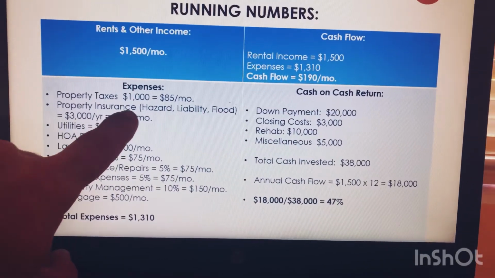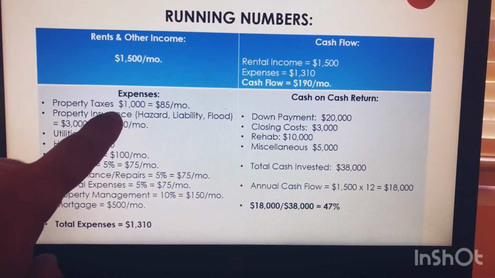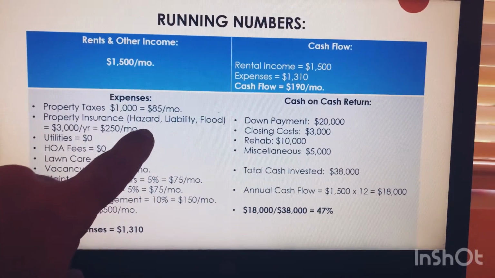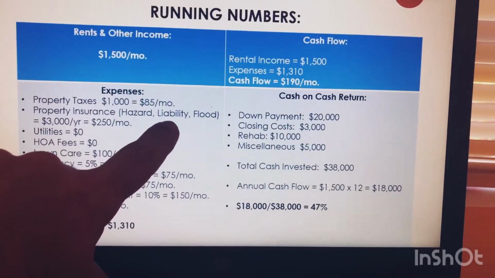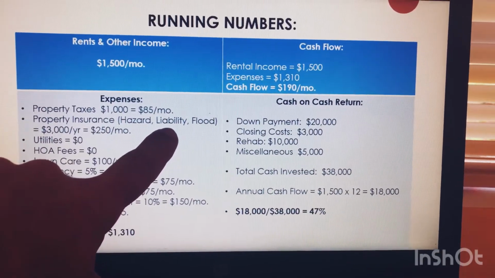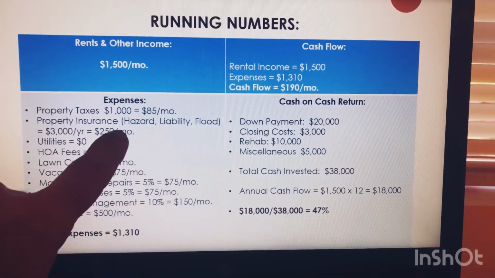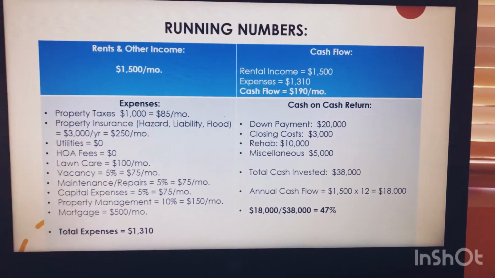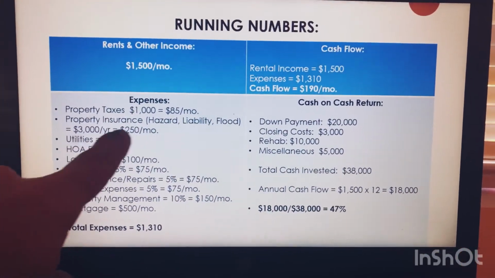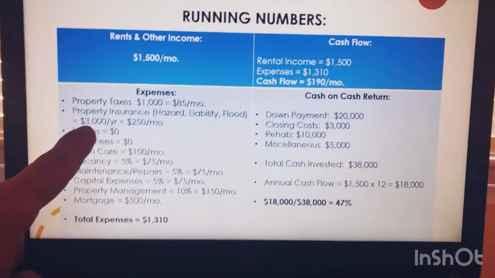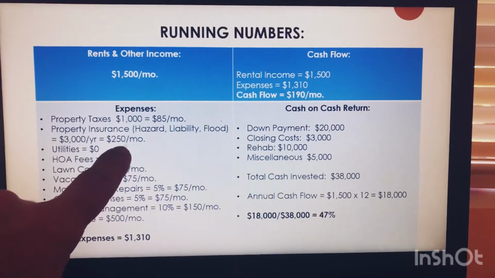Property insurance. So for a rental property, you're probably going to want to get a little bit more liability in there, just in case something were to happen and you have a tenant and they decide to try to sue you. So your property insurance is going to be a little bit higher than it would typically be if you were putting it on your personal residence. So let's just say $3,000 a year. That includes hazard, liability, flood, and this is a pretty realistic number. That comes out to be about $250 a month.